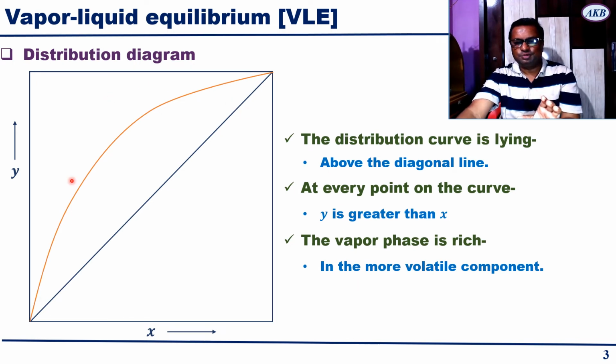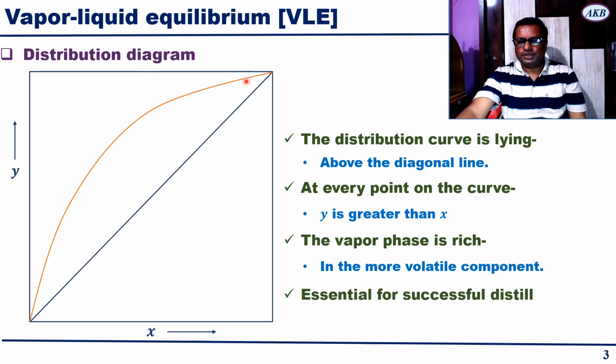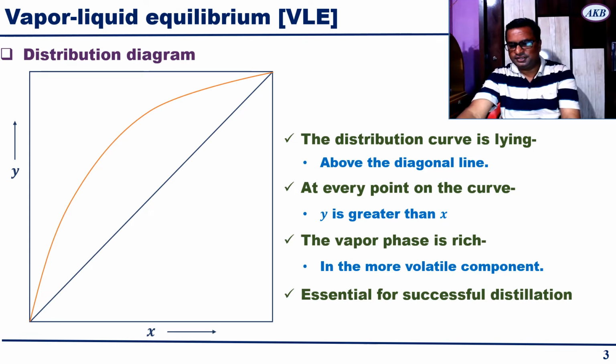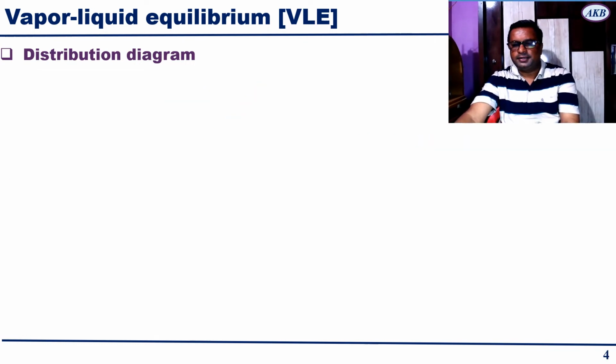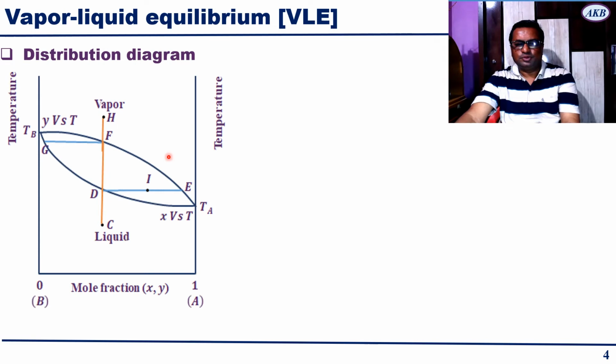when you have a distribution curve like this, what can we say? At equilibrium, the vapor phase will be rich in the more volatile component, and in order to have successful distillation, this type of distribution diagram is necessary. Okay, so a distribution curve like this is essential for successful distillation. Okay, let us now move ahead.